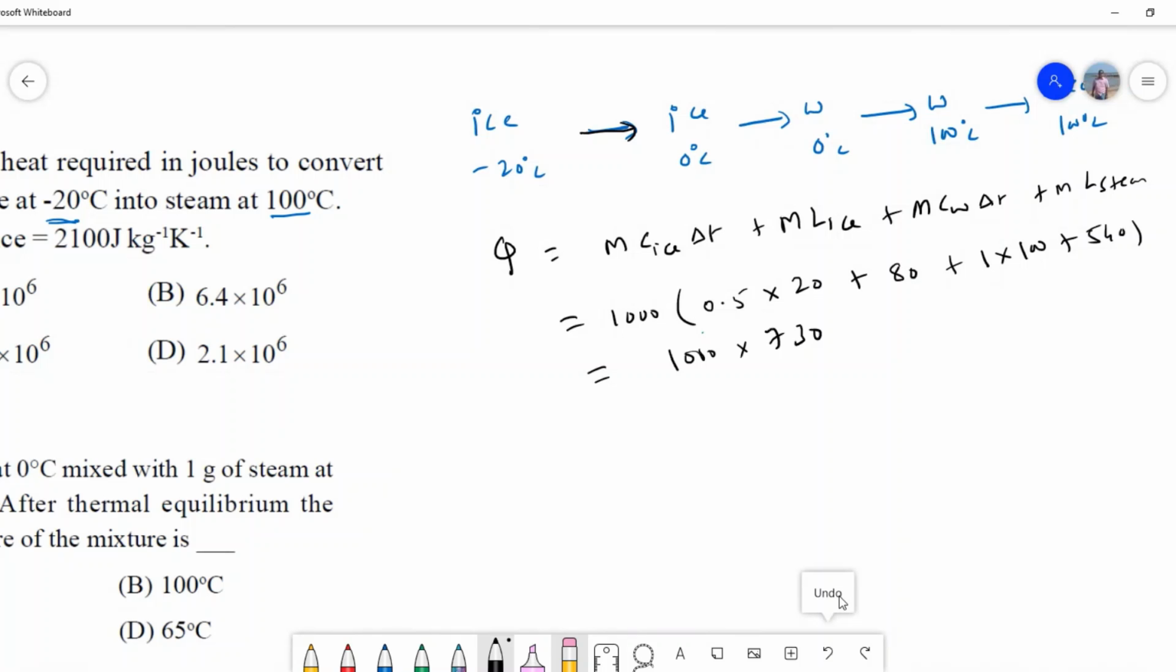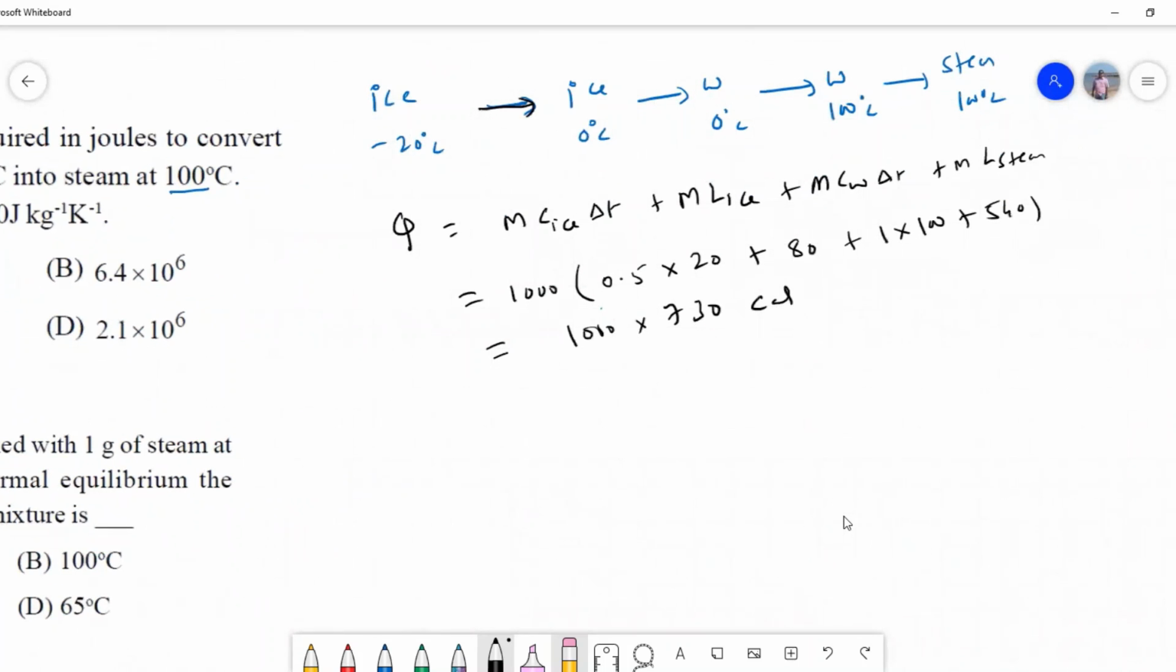This is 730. Now we got this in calories, but it is asking the answer in joules. So we know 1 calorie is 4.2 joules. So multiply that, so 73 into 10 to the power 4 into 4.2 joules. So let us multiply 73 with 4.2.